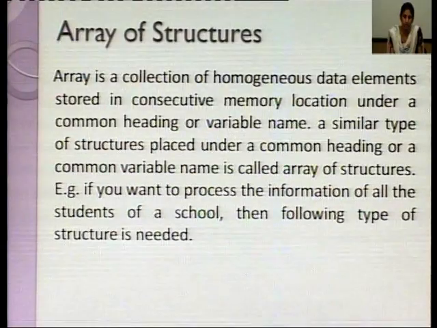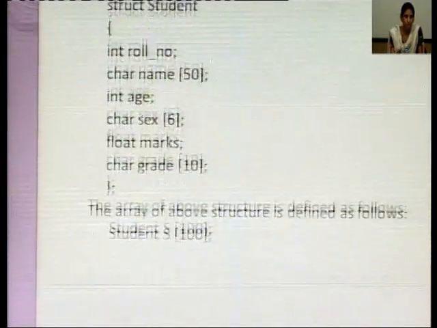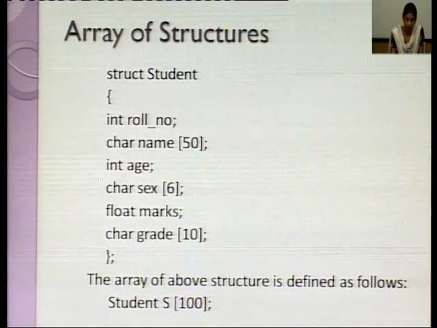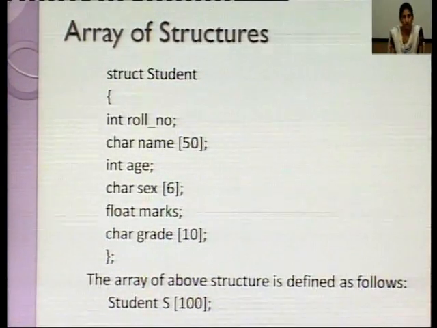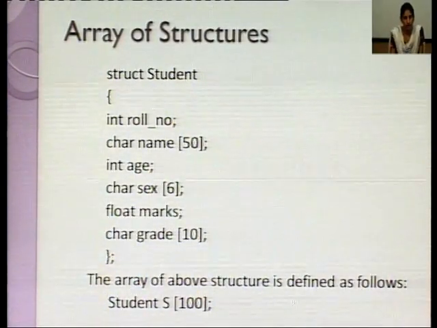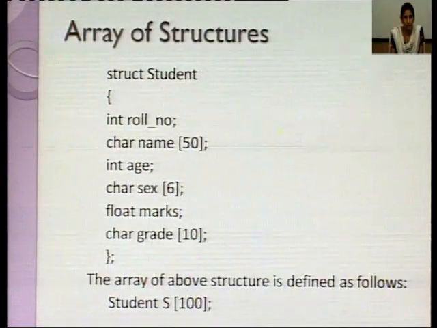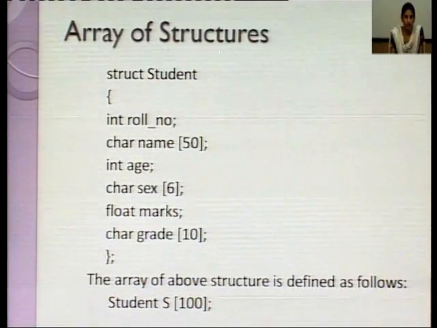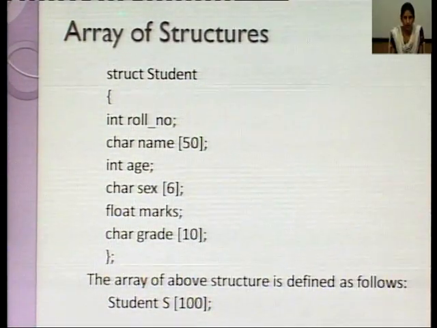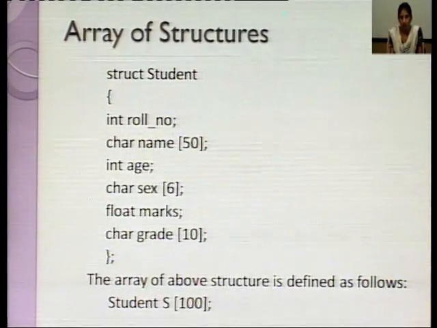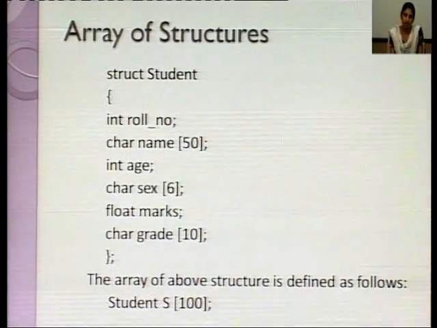For example, if you want to process the information of all the students of a school, then the following type of structure is needed. We will again create a structure student. It will include roll number, name, age, sex, marks and grade. These are 6 data members of this structure, and we will declare an array for this structure.